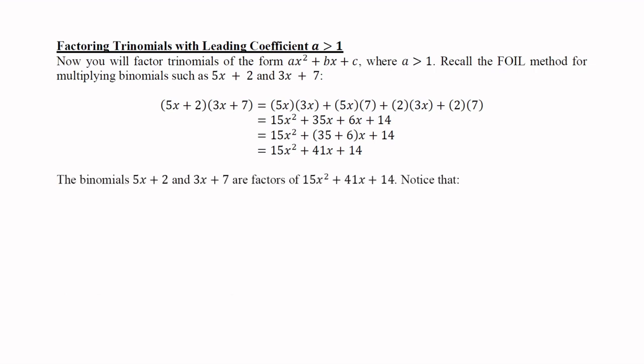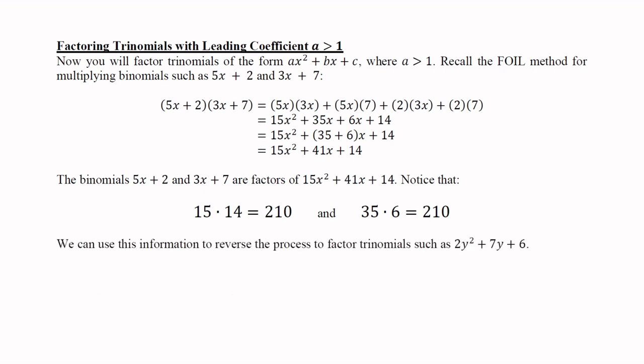Now, the binomials 5x plus 2 and 3x plus 7 are factors of 15x squared plus 41x plus 14. Notice that 15 times 14, our leading coefficient and our constant term on the end, multiply to give us 210. Look at the two middle terms before we combine them. We have 35 and 6 as our coefficients. When you multiply 35 and 6, you also get 210. And remember, a lot of math is looking for patterns and seeing how we can use those patterns.